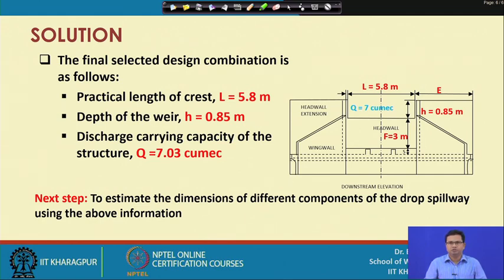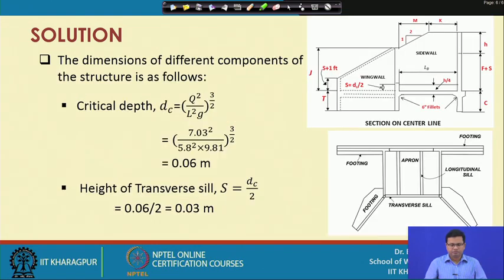I can use the summary table, or I can go step by step also. So, first thing I have to estimate is my critical depth, because it is a free flow condition. So, the critical depth is estimated as 0.06 meter. Q is known, L is known, and g is 9.81. So, by using those known values, I can estimate the critical depth, that equals 0.06 meter. Then the height of transverse sill, DC by 2, will be equal to 0.03 meter.